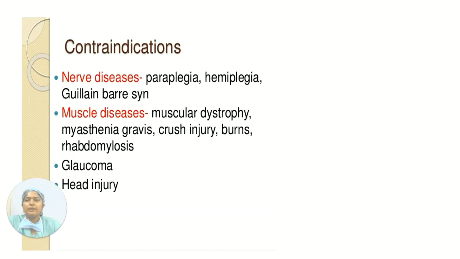Coming to the contraindications of succinylcholine, as we have seen earlier, it is dangerous in patients with nerve and muscle diseases. Nerve diseases like paraplegia, hemiplegia, Guillain-Barré syndrome, and muscular diseases like muscular dystrophies, myasthenia gravis, crush injuries, burns, rhabdomyolysis. It is also contraindicated in glaucoma and head injury as it raises IOP and intracranial pressure.